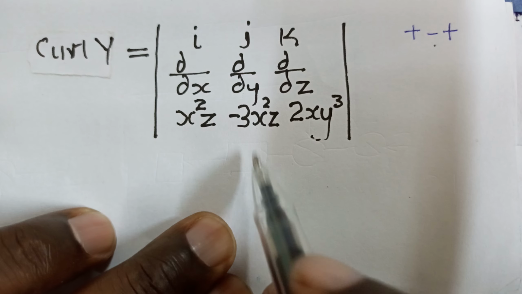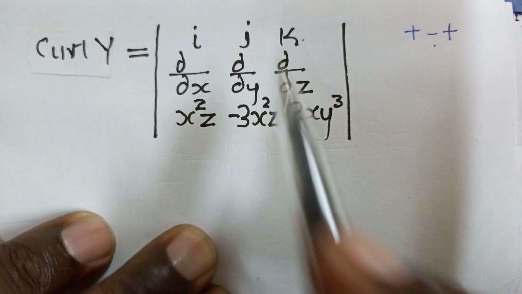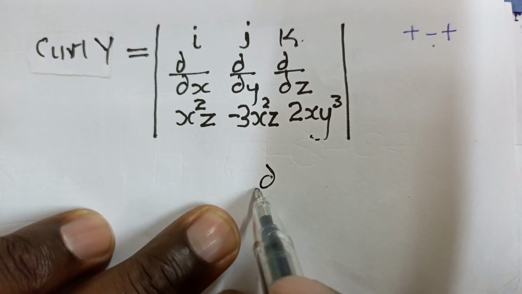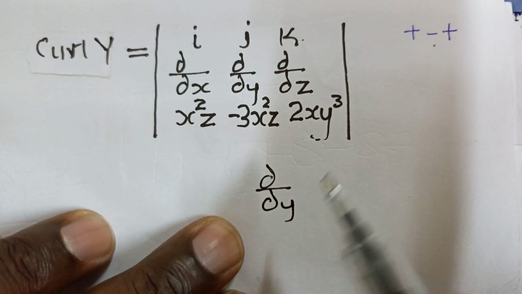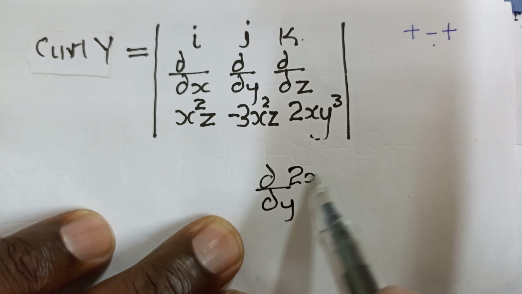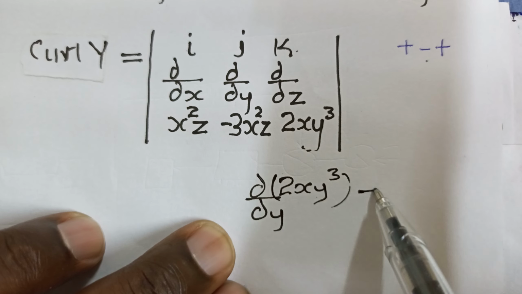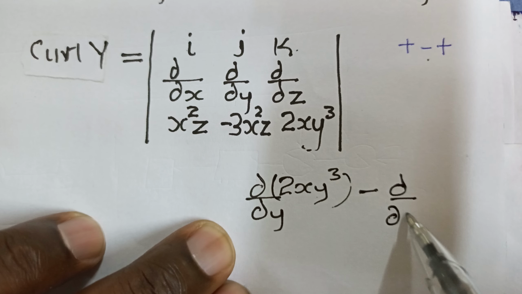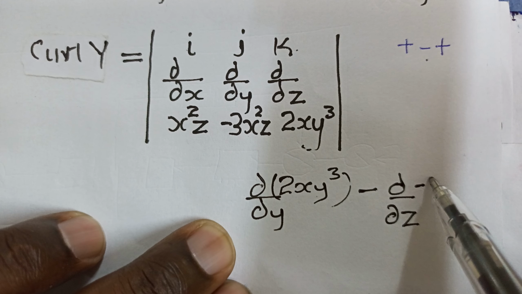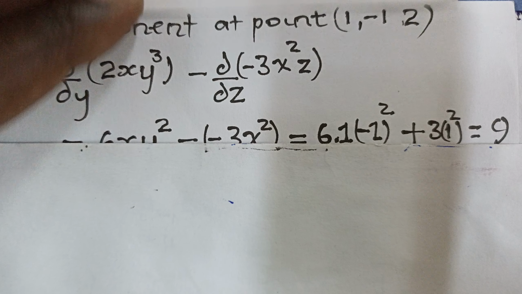So guys, we have covered that row and this column. So we remain with the partial differentiation with respect to y. You multiply by 2xy cubed, like that, minus now the minor diagonal, which is partial differentiation with respect to z of negative 3x squared z. Guys, that is shown right here.